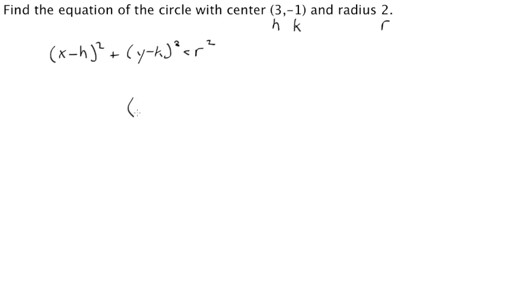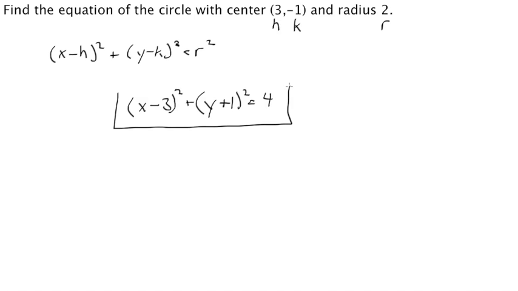At this point, just plug it in. So x minus h, so (x - 3)^2, oh, that's terrible. There we go. (x - 3)^2 plus y minus k, so k is -1, so y minus -1 becomes plus 1 squared equals r squared. So 2 squared is 4. There we go. It's really that simple. The hardest part is having this memorized. If you have this memorized though, these are easy peasy, no problem whatsoever.